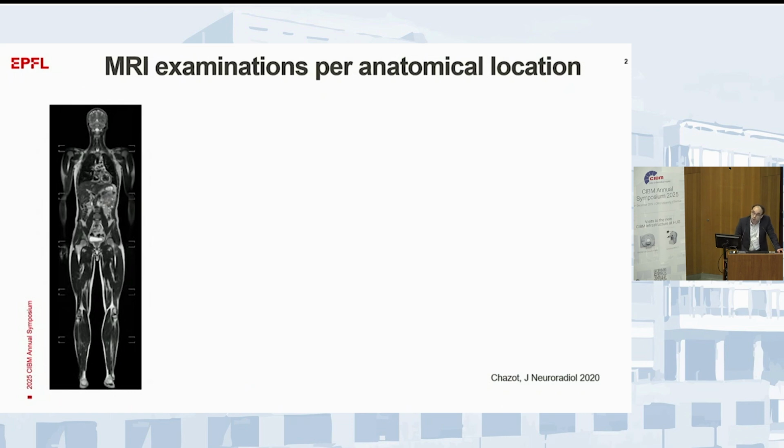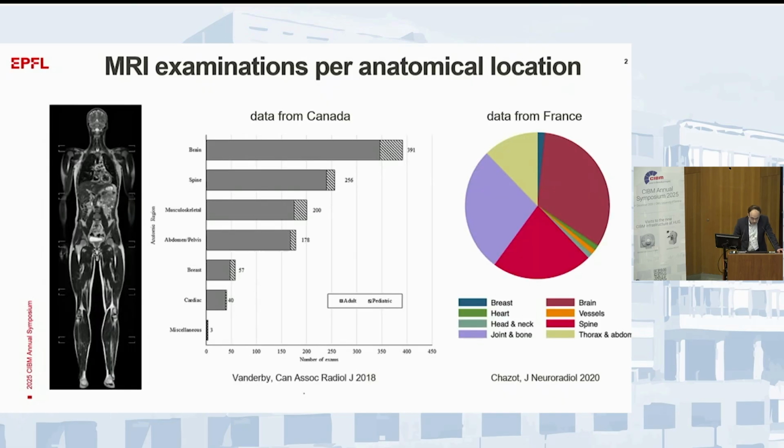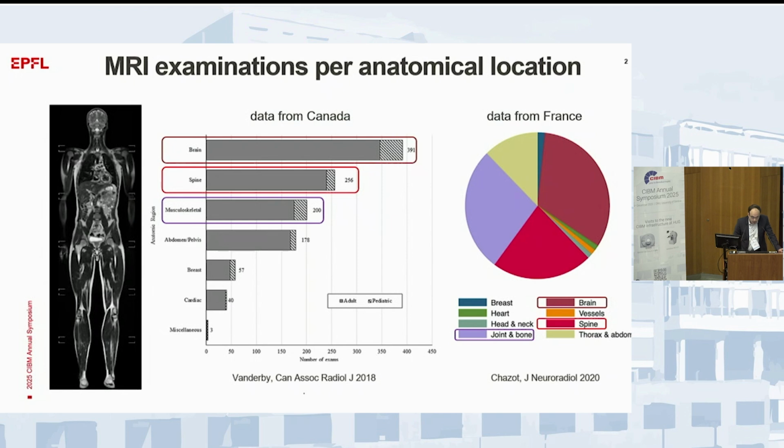If we look at the types of MRI examinations that have been performed and how they are grouped in terms of anatomical location, this is data from two different studies. In the middle, you have data from Canada, and on the right, data from France. As you already suspect, brain is the most frequently scanned anatomical location, followed by the musculoskeletal parts, which you see in the middle defined as musculoskeletal, on the right as joint and bone, and by the spine. This can go in different orders, musculoskeletal and spine.